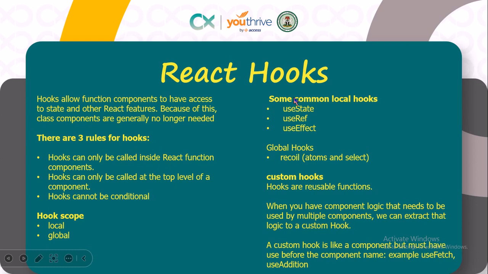Some common local hooks that we'll learn in this video are useState, useRef, and useEffect. Then for the global hook, we are going to learn about Recoil. Recoil comes with many packages, and we are going to look at atoms and selectors. Then we are going to learn how to create our own custom hook. This useState, useRef, and useEffect are the ones that React gives us out of the box, but we're going to learn to create our own hook.